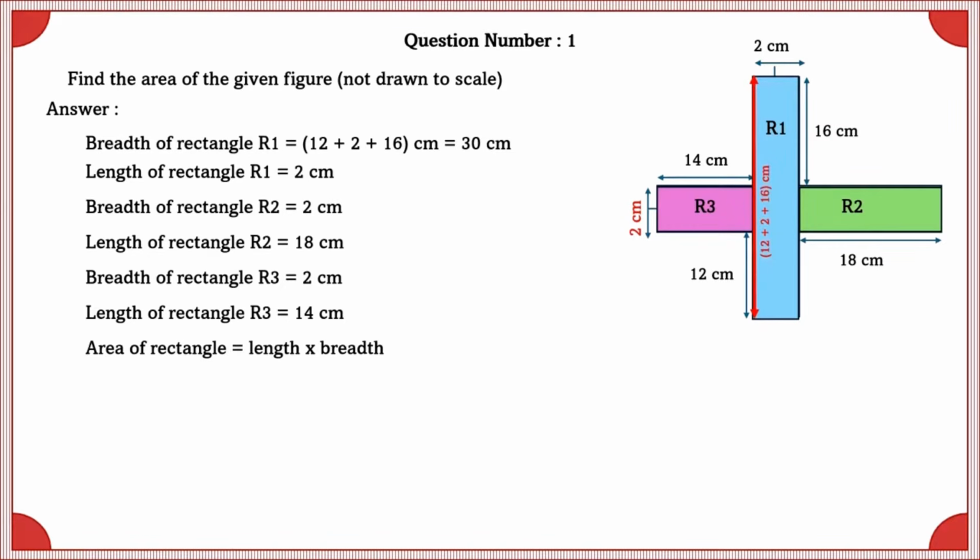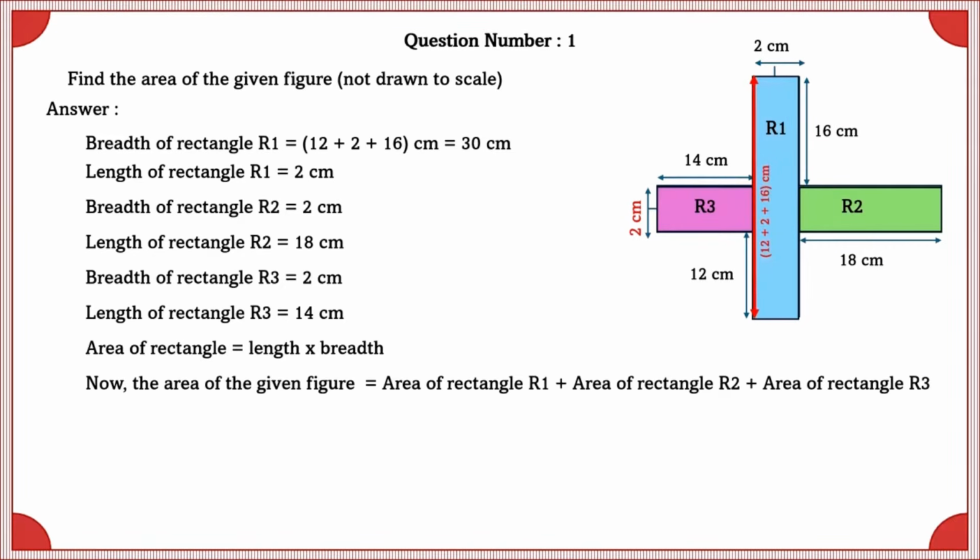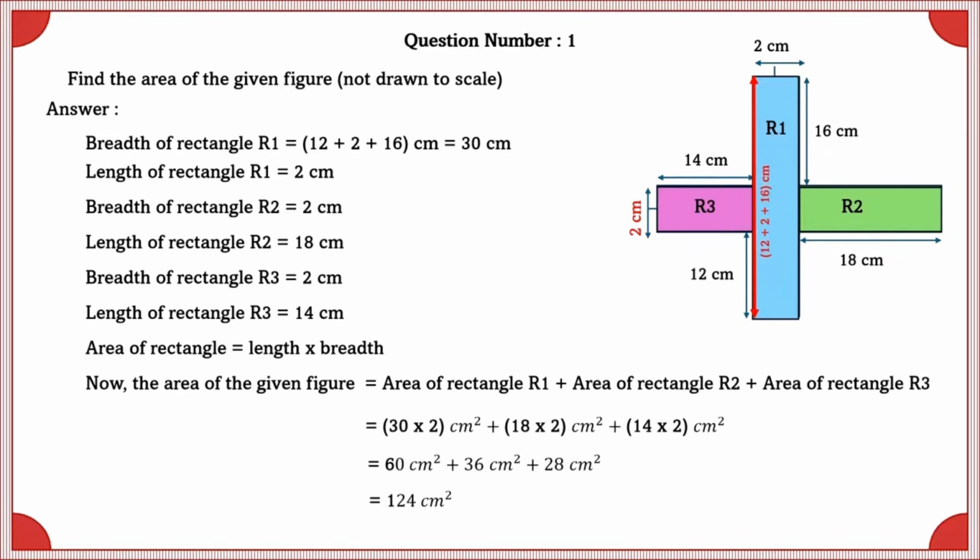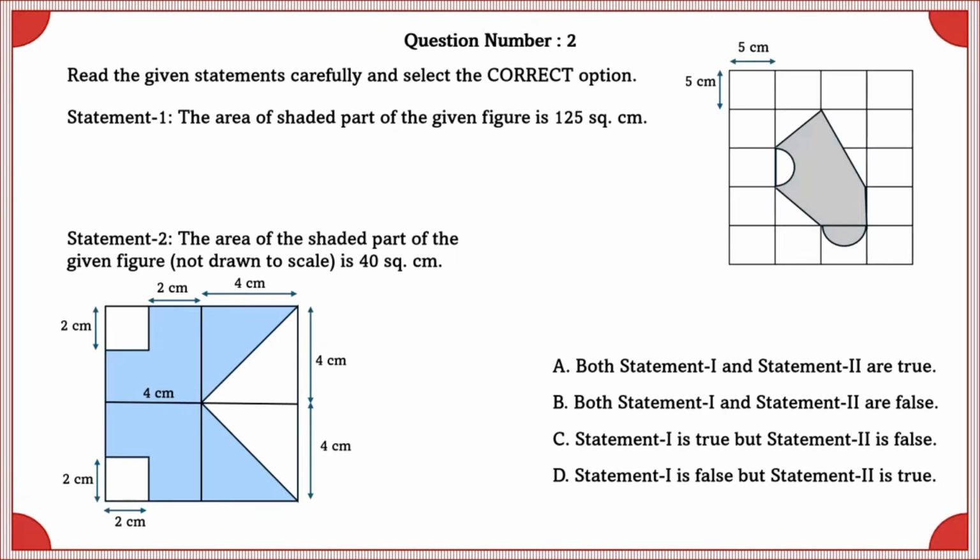Now, area of the rectangle is equal to length into breadth. Now, the area of the given figure is equal to area of rectangle 1 plus rectangle 2 plus rectangle 3. That is 124 centimeters square.